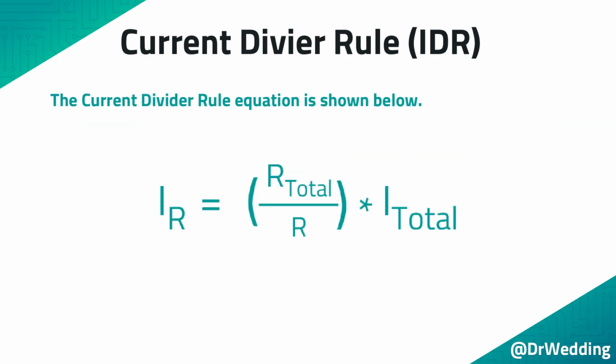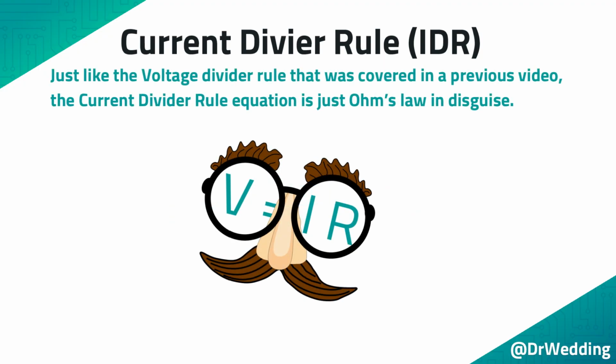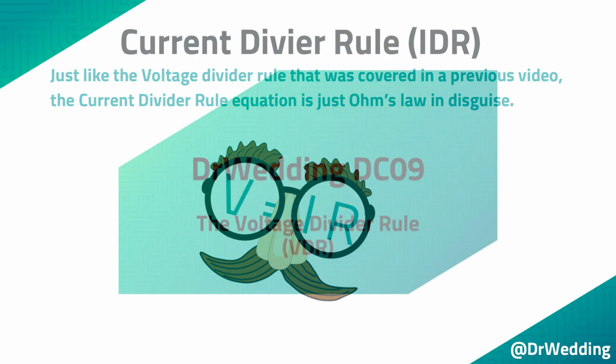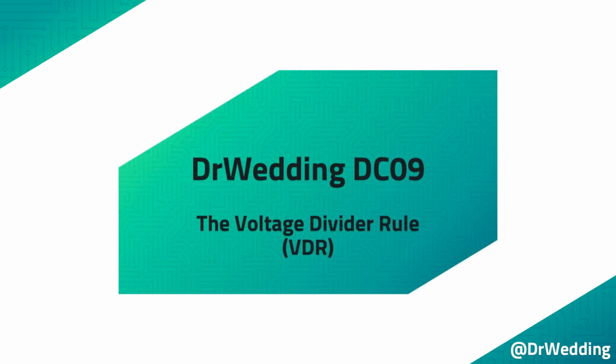The current divider rule equation is shown below. The current through a resistor in a parallel circuit is equal to a fraction of the total current, where the fraction is the total resistance over the resistor value. Just like the voltage divider rule that was covered in a previous video, the current divider rule equation is just Ohm's law in disguise. If you do not know what the voltage divider rule is, you should go back and watch DrWedding DC09.